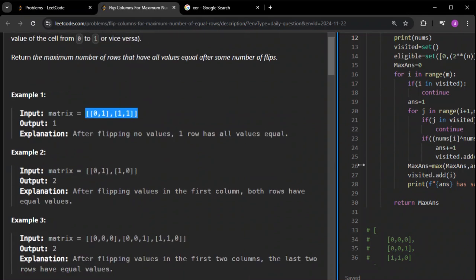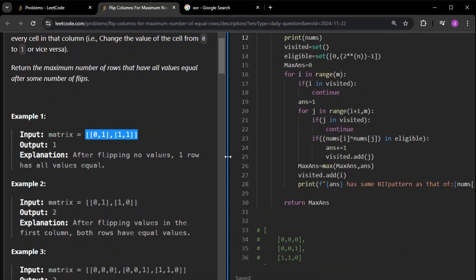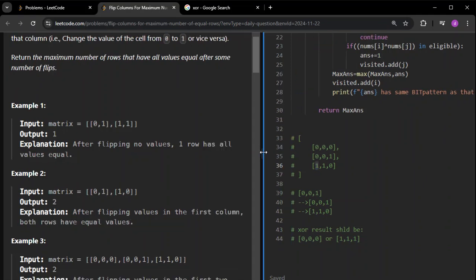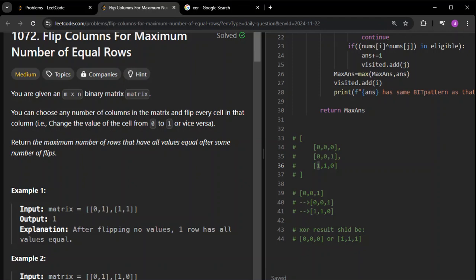For example, let us say I'm going to flip the first column. In this case, this 0 will turn 1, this 0 will turn 1, and this 1 will turn 0. That is, they will be changing. 1 will become 0 and 0 will become 1 if that particular column is flipped. That is the basic meaning of flipping. They are saying you can choose any number of columns in the matrix and flip every cell in that column. So they've explained what flipping is, and I've already explained the same.